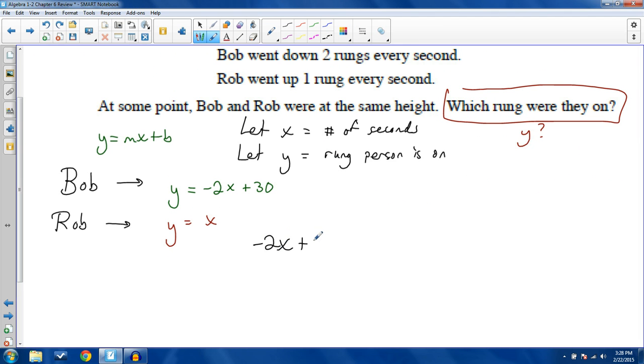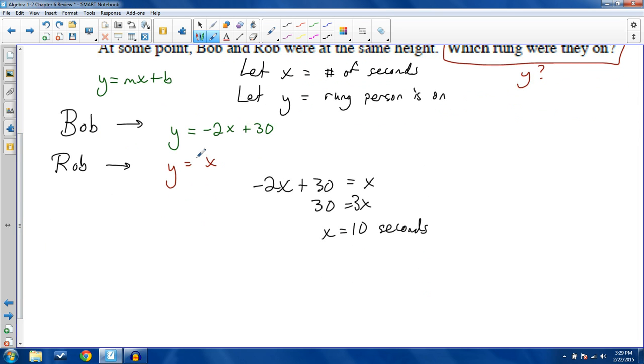Negative 2x plus 30 equals x. What we're doing when we're solving for x is we are actually solving for what time they were at the same height, how many seconds into this they were at the same height. 3x equals 30. I add 2x to both sides, divide both sides by 3. I get x equals 10. Now that's seconds. We didn't solve for what rung they were on. Now, we sort of did, because y equals x. If I substituted 10 into either equation, I'm going to get the same answer. I'll just do it for Rob. Y equals 10.